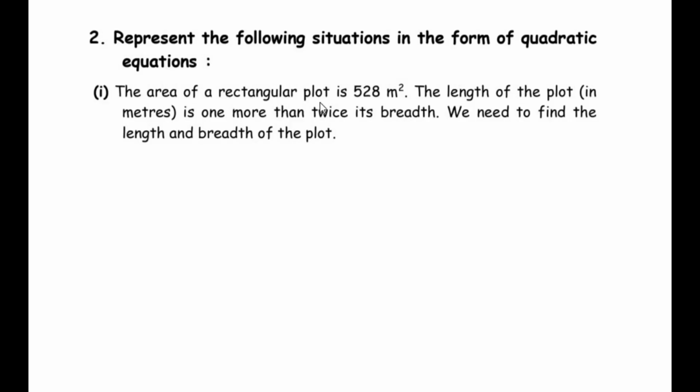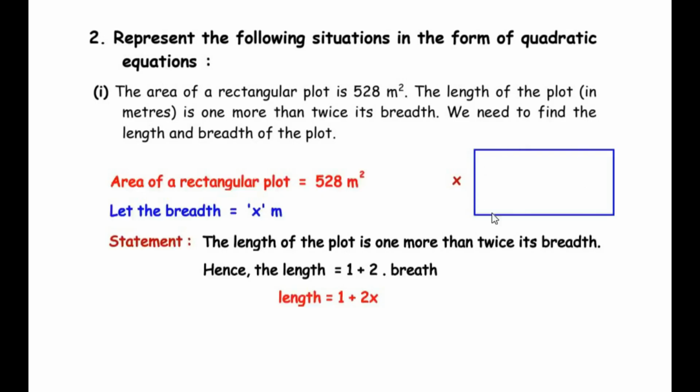The area of a rectangular plot is 528 square meters. The length of the plot in meters is 1 more than twice its breadth. We need to find the length and the breadth of the plot. So here let us try to understand the question by using a rough figure. So we have been given a rectangular plot and the area of this rectangle is given as 528 meters square.